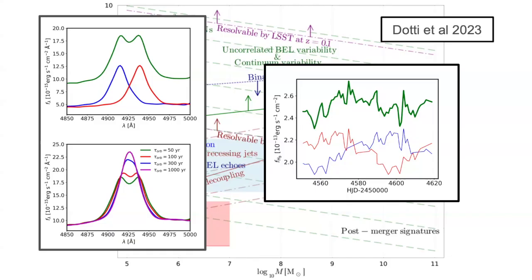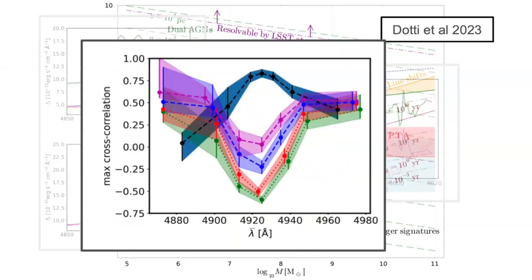So if we perform a reverberation mapping, if we take the line profile as a function of time for a certain period, we can build the light curves from different parts of the broad emission line and then check for their cross correlation.